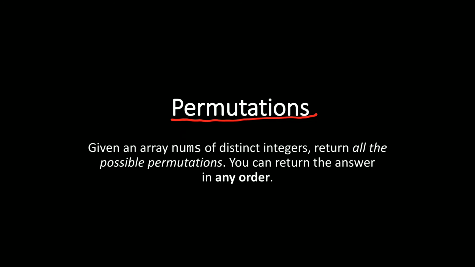So let's read the problem first. The problem says that we have been given an array of distinct integers and we need to return all the possible permutations for that particular array. This problem belongs to the backtracking topic. So let's understand the logic of this problem by seeing an example.